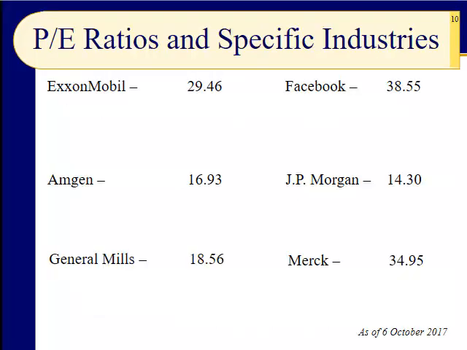Slide 11. Okay, so now let's take a look at various companies that have absolutely nothing to do with one another and their price to earnings ratios. So you've heard of all these companies. Maybe you haven't heard of Amgen or maybe Merck, but ExxonMobil, energy, Facebook, right, technology. Amgen is a biotechnology company. And then JP Morgan is a bank. General Mills makes Cheerios, and Merck makes drugs.